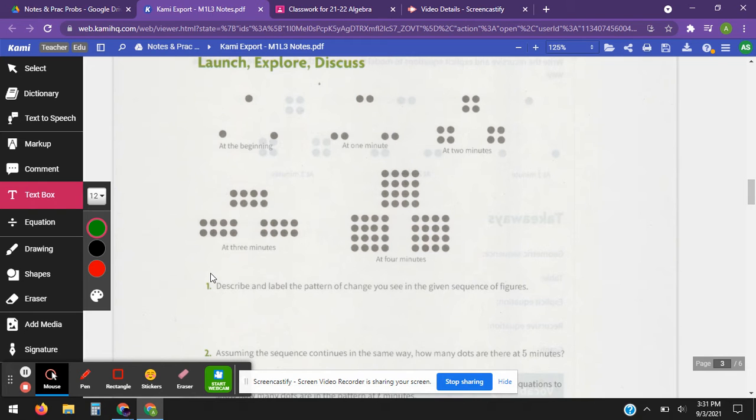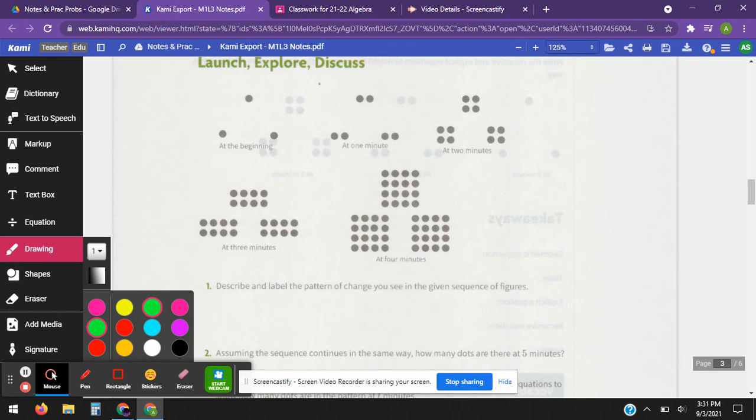Okay. Beginning. I like to write on here. I have 0 minutes and I have 3 dots. So 1 minute, 6. At 2 minutes, 12. At 3 minutes, 24. At 4 minutes, I have 16 times 3, which is 48. Okay, so describe and label the pattern of change you see in the given sequence of figures.